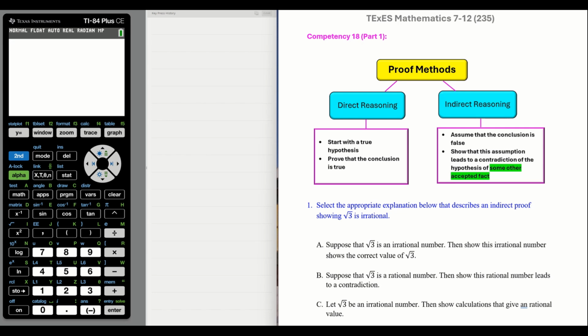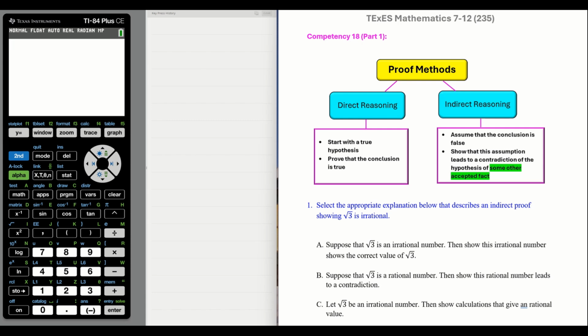What does it mean to be a direct proof? Start with a true hypothesis. Say whatever the question is, whatever they want you to prove, it's true. Then you end up with a true conclusion, showing that what they said was true, but in between those two things, you're going to have a lot going on. You have to have calculations, proven theorems, things like that.